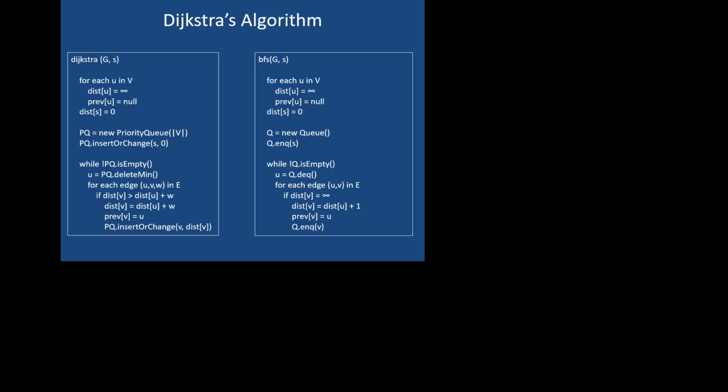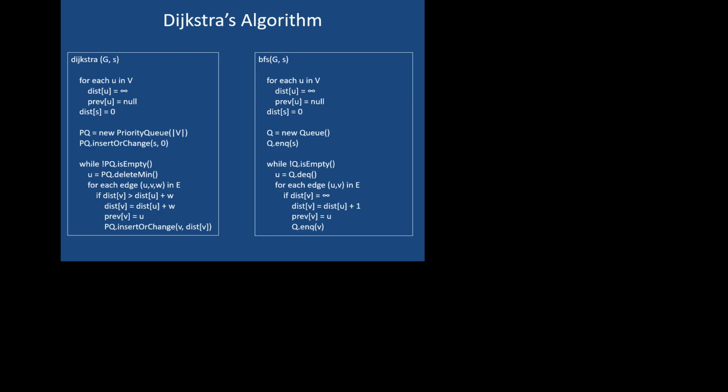So what's the difference? The first block's the same, right? Initializing distance and previous and such. What's different here? Breadth first search is using a regular queue, and Dijkstra's is using a priority queue. But in both of them, we initialize the priority queue with the start vertex and a distance of 0, or we initialize the queue with S, the start vertex. We have a loop that you do as long as the data structure is not empty.